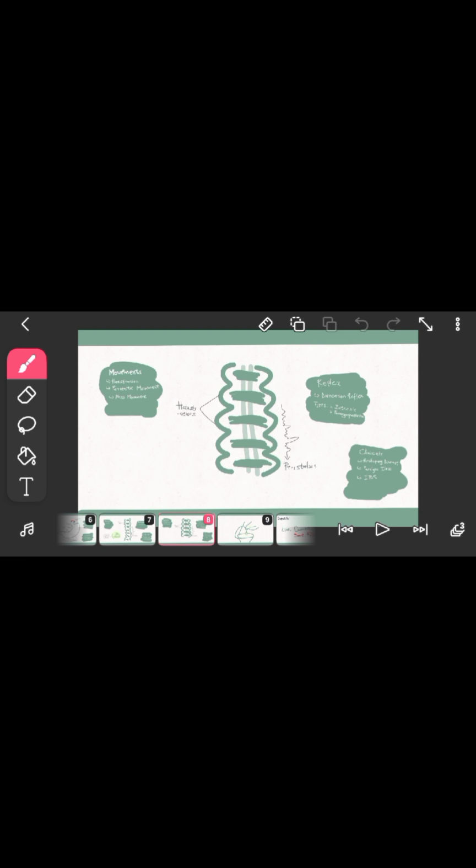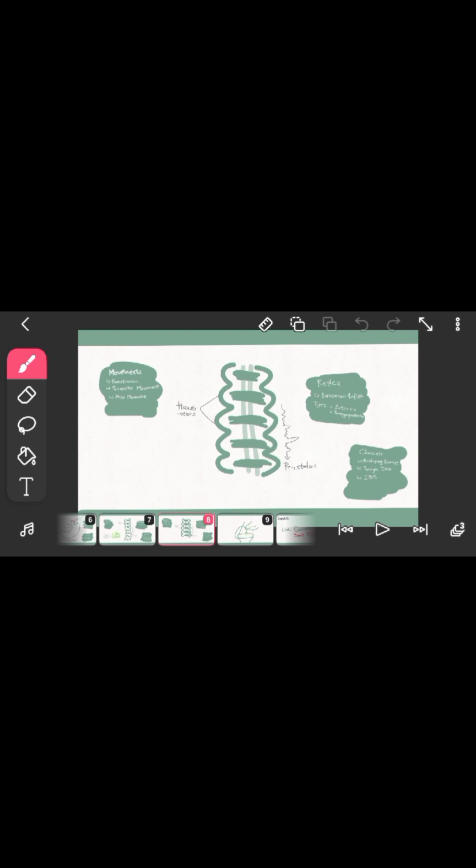The major absorption takes place in the small intestine, and in the large intestine, we have the absorption of water and electrolytes. So, the large intestine is relatively larger than the small intestine. That's why it is called the large intestine. I think that's repetitive. So, what are the movements we find in the large intestine?